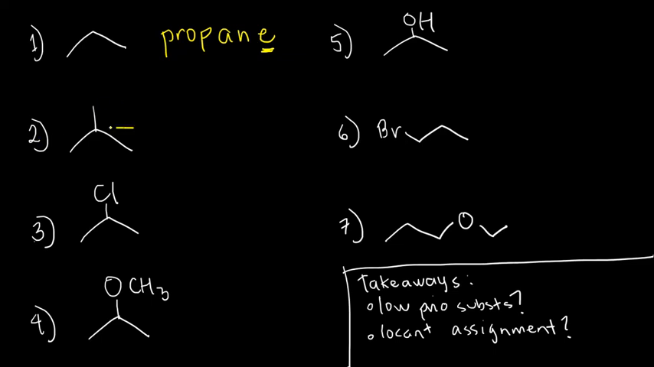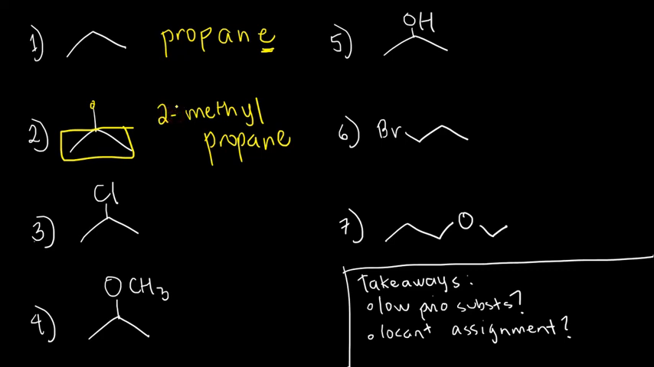For 2, we still have the same parent, which is propane. But notice that now I have this substituent. 1 carbon, so that's meth. But once it becomes a substituent, we replace the suffix ane to il, YL. And in order to make sure that we can accurately locate where the methyl is, we need to indicate that the methyl is located at carbon number 2 of propane. How did we count that?